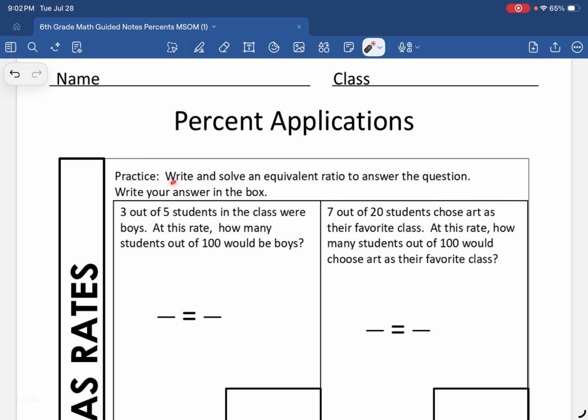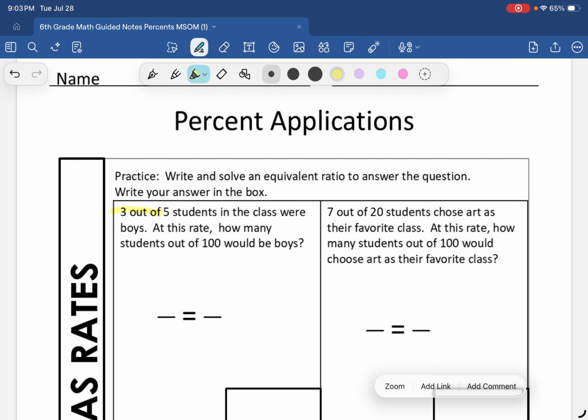Practice. Write and solve an equivalent ratio to answer the question. Write your answer in the box. 3 out of 5 students in the class were boys. At this rate, how many out of 100 would be boys?